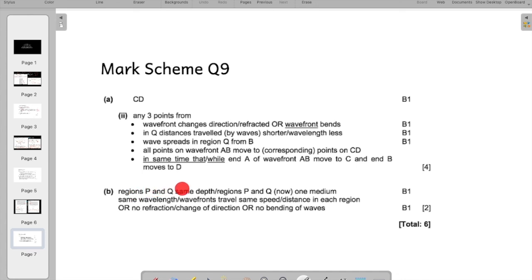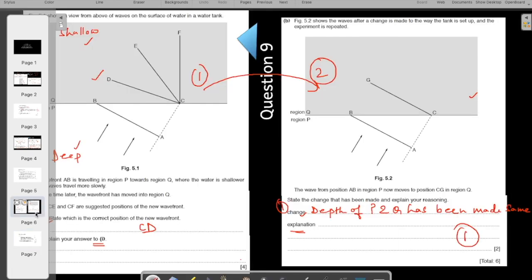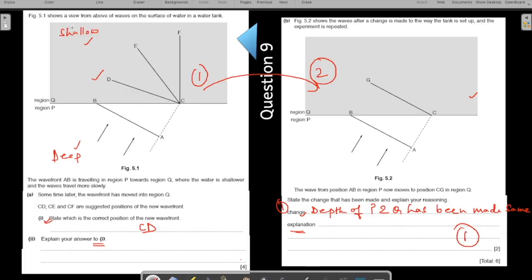Regions P and Q have the same depth. Region P and Q, 1 medium. That gives you 1 mark. What gives you the other mark? You see no refraction happening, no change of direction, no bending of wave. It gives you the next mark. Easy and simple question, not so difficult to understand. So we have solved 9 past paper questions of IGCSE on the topic waves.